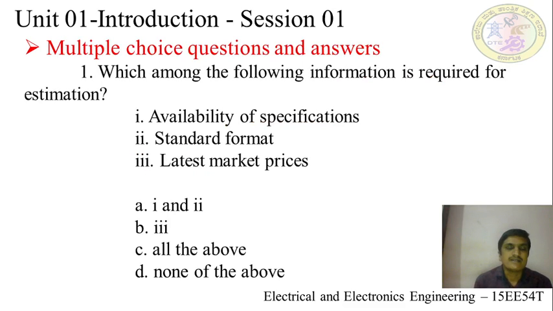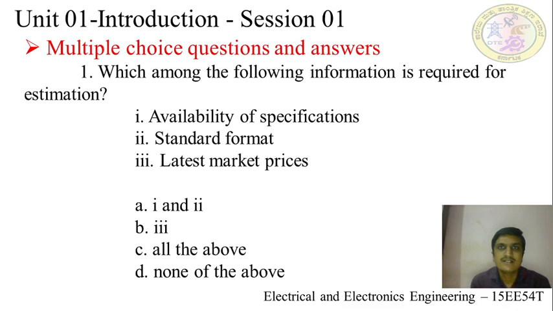Next, that ends the first session. On the basis of the first session, we have some multiple choice questions and answers. Please answer. First question, which among the following information is required for estimation? First one, availability of specifications. Second, standard format. Third one, latest market prices. The options are A 1 and 2, B 3, C all the above, D none of the above.